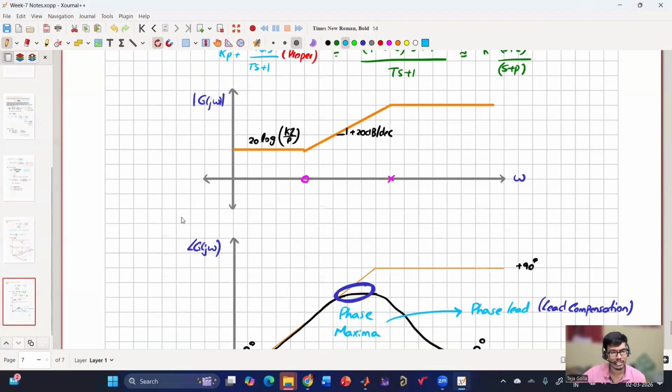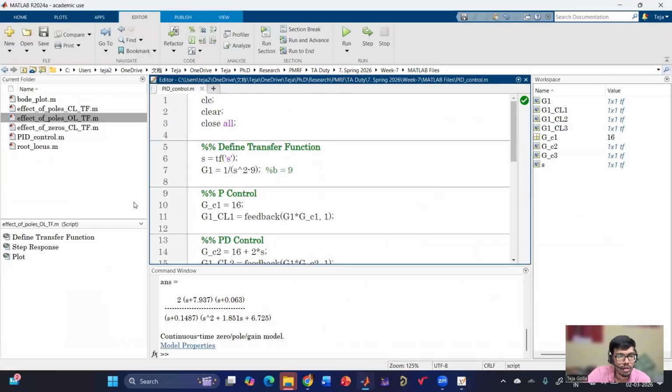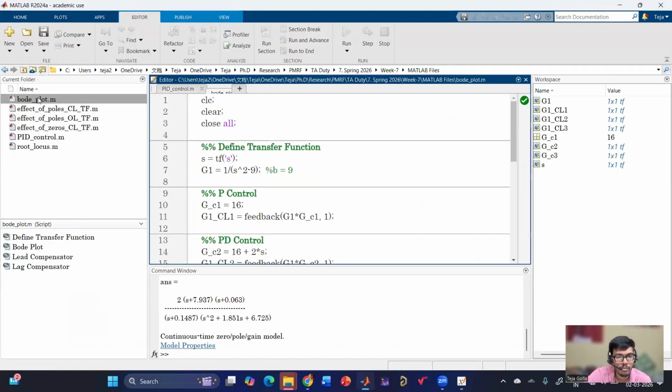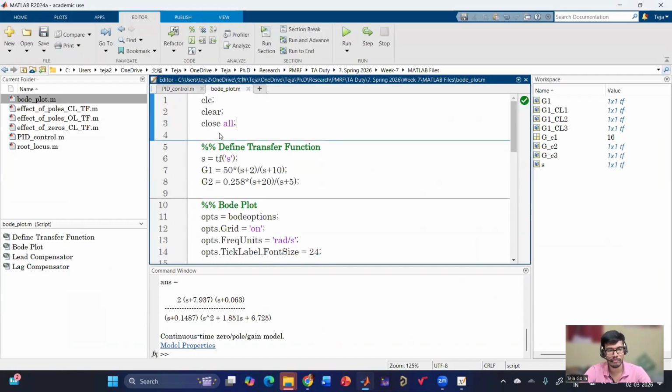So now this is the final topic. Let us quickly go to MATLAB. I have also considered one MATLAB code for the same. So again, initially it is same, clearing the command window as well as the workspace. Then I have defined a transfer function. So G1 is some k into s plus z by s plus p. So G2 is some k into s plus z by s plus p.